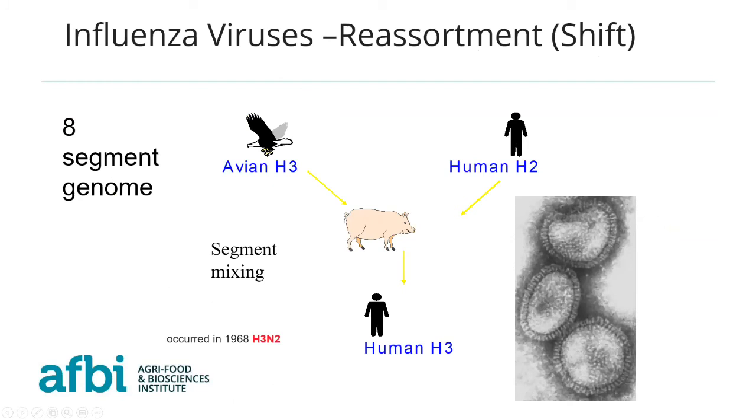Right, so this was just to show you that flu is much more of a problem in terms of mutations. It mutates through single mutations as well, but because flu has an 8-segment genome, its genome is in 8 different bits, unlike coronaviruses, which have a single genome. With flu, if you have 2 different viruses, the H3 and H2 forms, one from a bird and one from a human, both infecting a pig at the same time, you get what's called segment mixing and reassortment. And that's why we get these big jumps with flu.